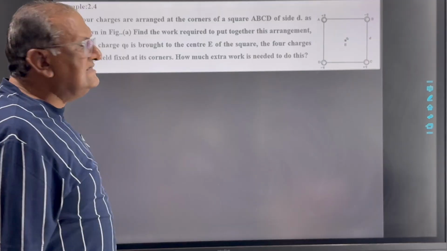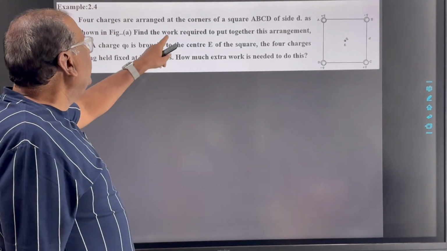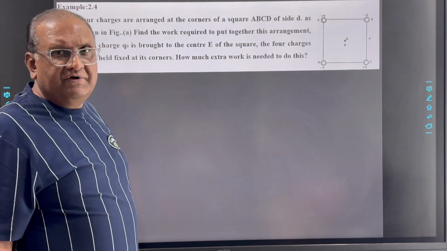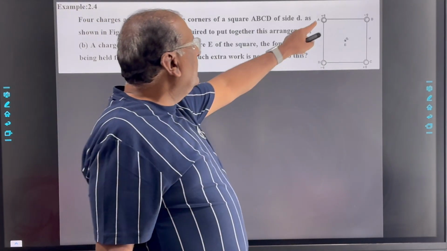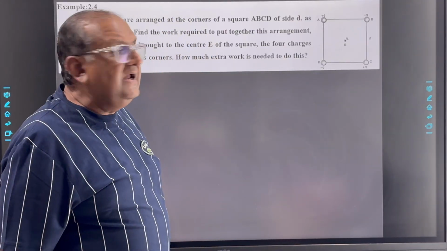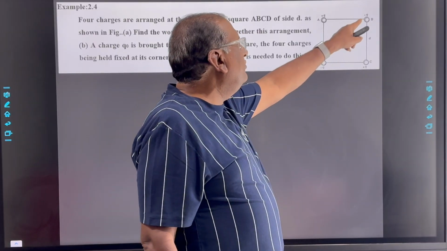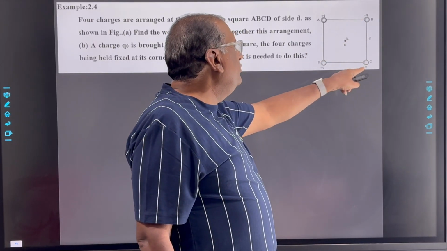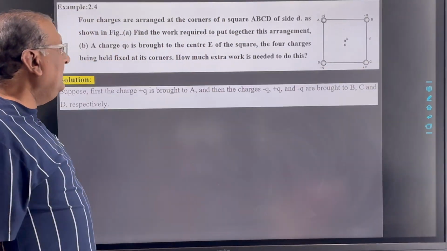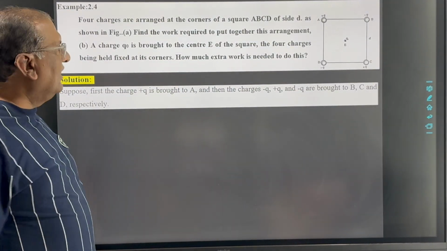So again here, as discussed in the previous theory, if you want to calculate the work required to put together this arrangement, then first of all we have to bring charge plus Q at point A, and then after at point B, C and D we have to bring charge minus Q, plus Q and minus Q respectively from infinity, and in this process we have to calculate the total work done.